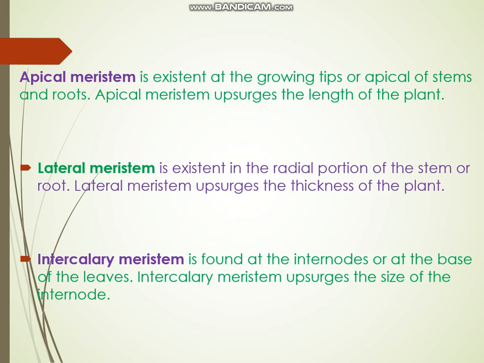Old meristem cells lose the capability to divide and convert into permanent tissues. This procedure of capturing a permanent function's size and shape is termed as differentiation.